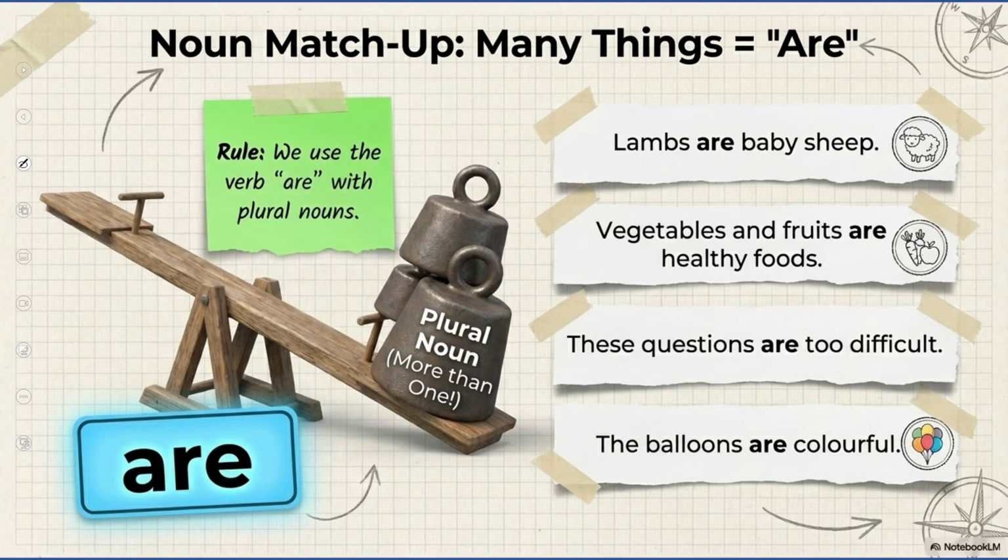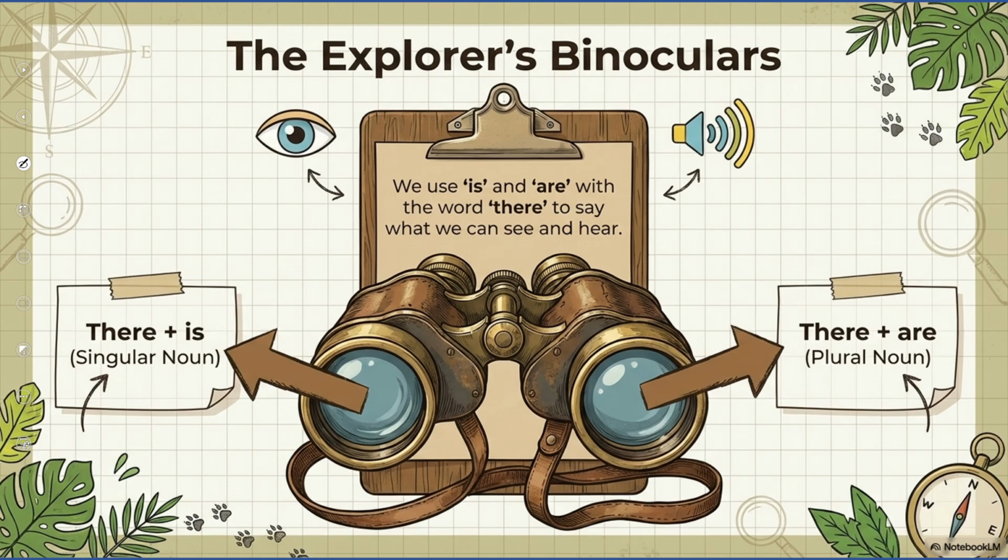But if they are more than one, we call it plural, and we always use are with it. For example, lambs are, vegetables and fruits are, these questions are, the balloons are. All of these are plural. That's why we have added are with it. So we use is and are with the word there to say what we can see and hear. If it is singular, use is. We already know that. And if it is there with a plural noun, use are.